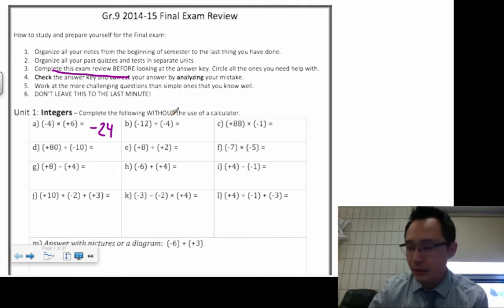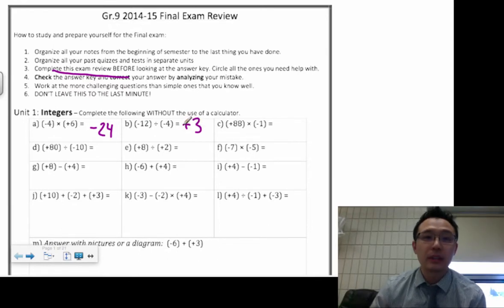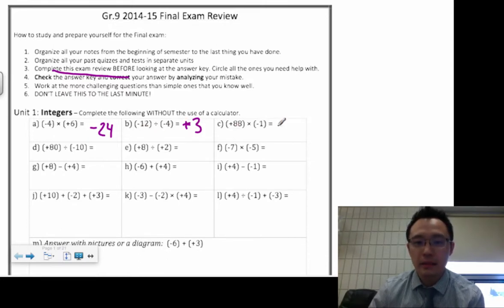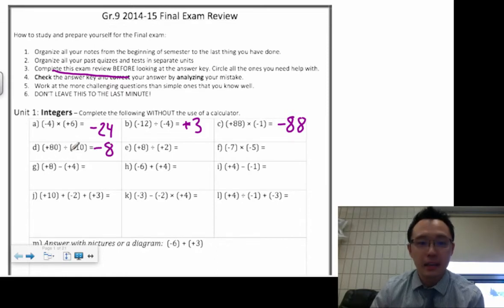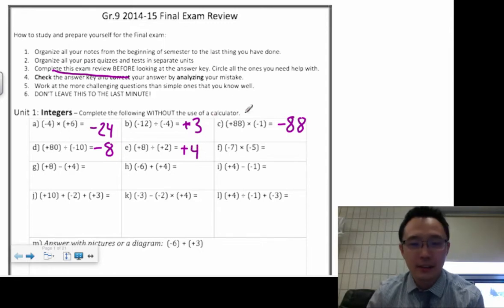Okay, anyways, let's go. -12 divided by -4, this is going to be +3. So always look at your sign first instead of the number first. So negative divided by negative is a positive. This is going to be -88 because 88 is multiplied by a negative number. This is division, so this is going to be -8. Positive divided by negative is a negative. This is going to be +4. Hopefully I won't make any mistakes here.